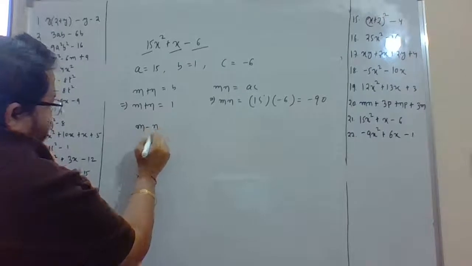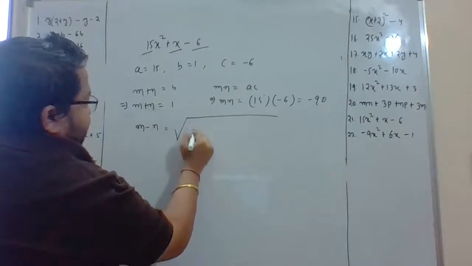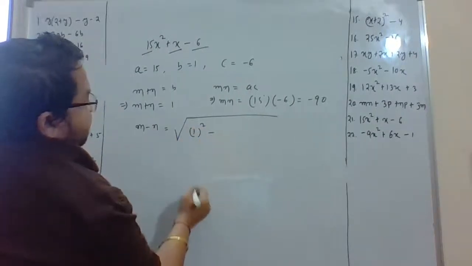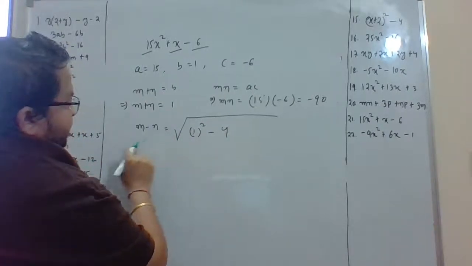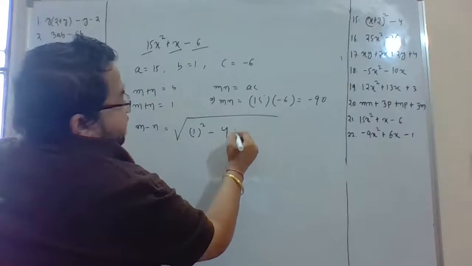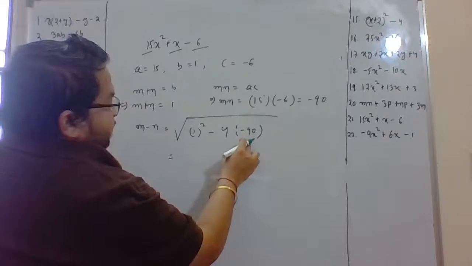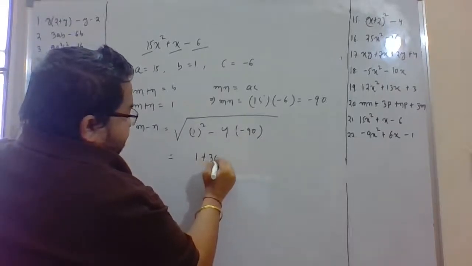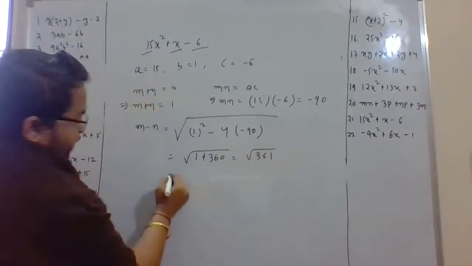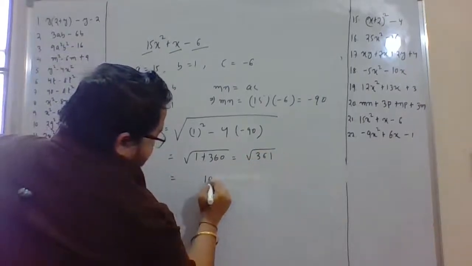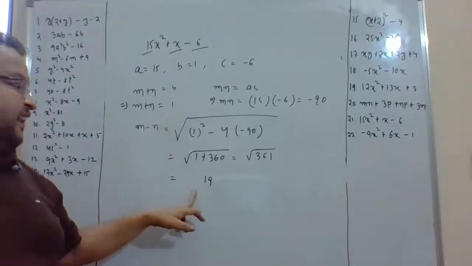So what will be the value of m minus n? m minus n is the square root of (m plus n) whole square minus 4mn, because the square root of (a plus b) whole square minus 4ab is a minus b. That is 1 minus 4 into minus 90, minus of minus will be plus, so 1 plus 360, root over 361, and obviously this is 19. So m plus n is 1, m minus n is 19.